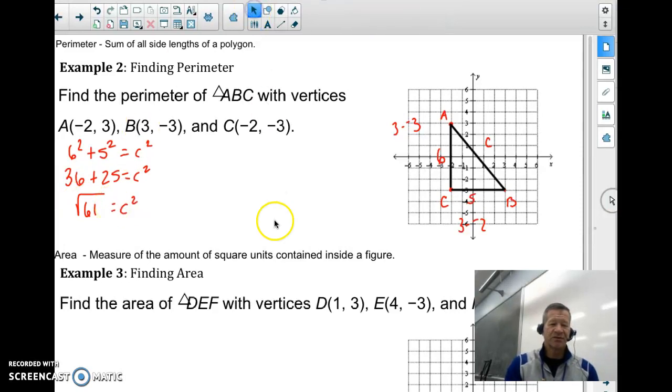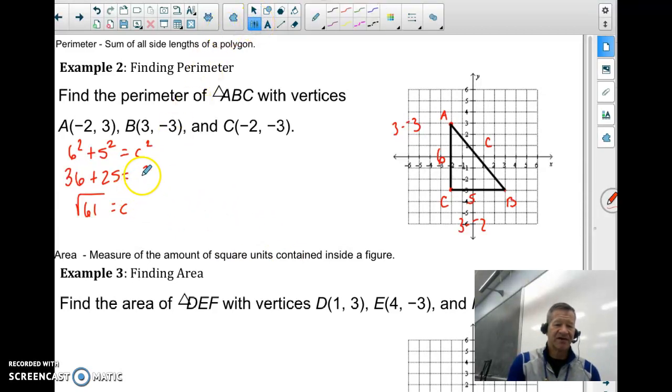So c squared is 61, so c is the square root of 61. And I get the square root because I have to get c by itself, and in order to do that, I need to take the square root of both sides. So adding these two gives me 61, and that's how long c is.